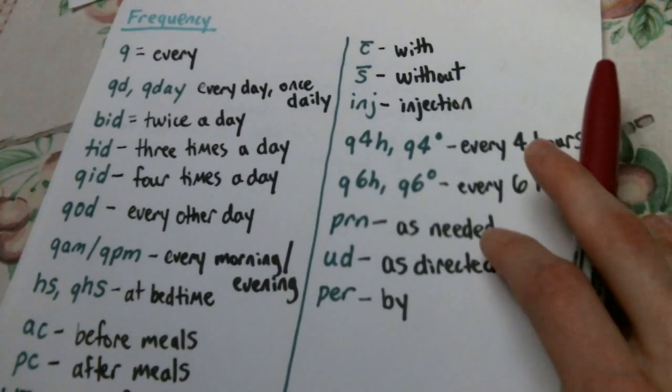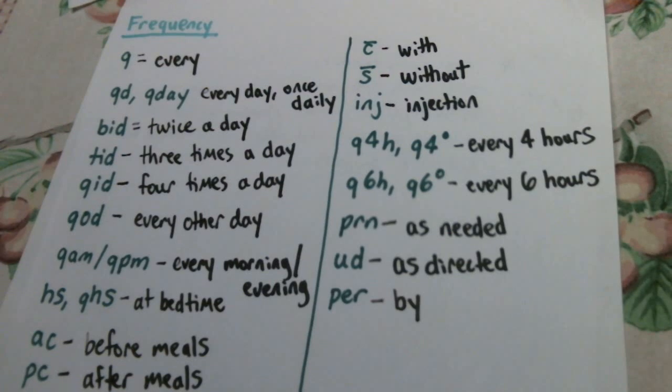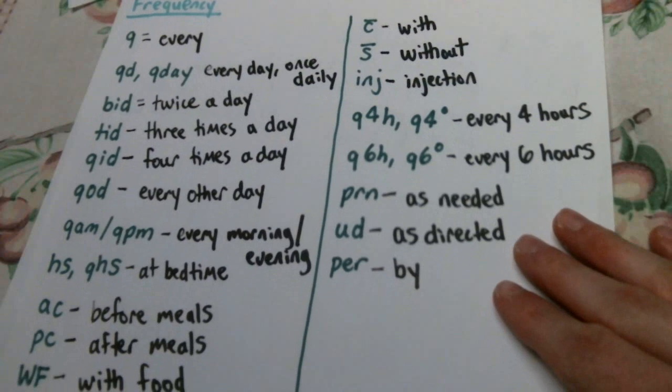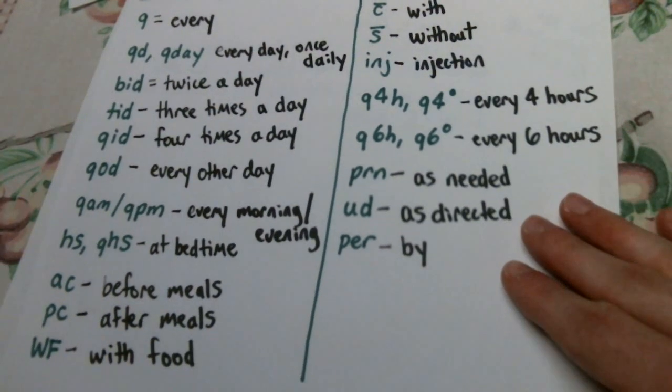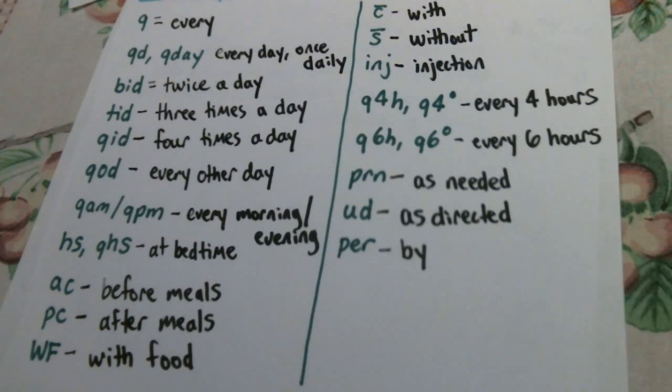Now, there's also a lot of abbreviations that deal with frequency. And some of these abbreviations are listed here. These are just some of the abbreviations that I thought of quickly that you will find on both prescriptions and medication orders. Anytime you see Q, it means every. So we have medications given every day or every other day or in the morning or in the evening.